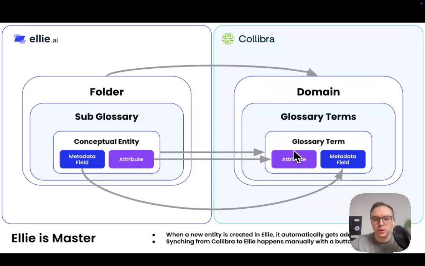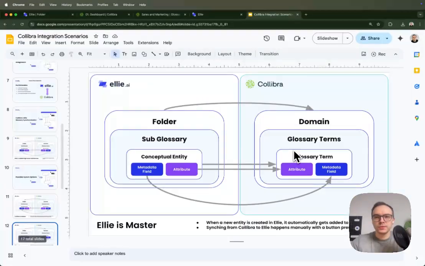You can also do the other way around. So if you're doing your modeling within Ellie, you can set a certain folder as master to a certain domain in Collibra, and then all the entities that are created or updated during the modeling will be automatically updated in your Collibra. So without further ado, let me show you how this works in practice.